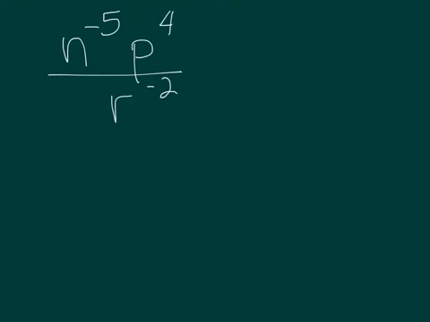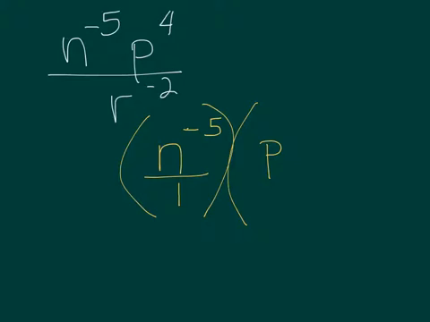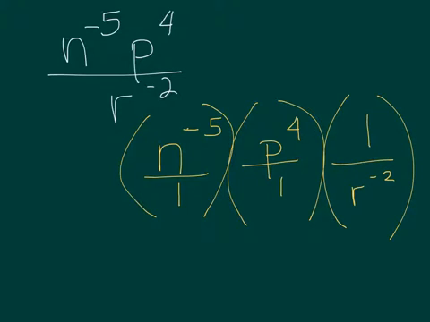So we may have an example like this that says to simplify. You have to look at it and you can see that you have negative numbers as exponents. So we have to change that. We want to write this out first, and this is the same as saying n to the negative 5 over 1 times p to the fourth over 1 times 1 over r to the negative 2. If you multiplied all those together, that would give you your original.